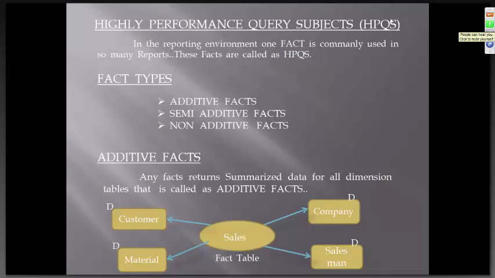If it is an additive fact, it returns summarized data for all dimension tables. All means we have 10 dimension tables, so it returns the summarized data for all 10 dimension tables in the schema. If it returns the summarized data for all dimension tables, then only it is an additive fact. Understand? Yeah. Okay.